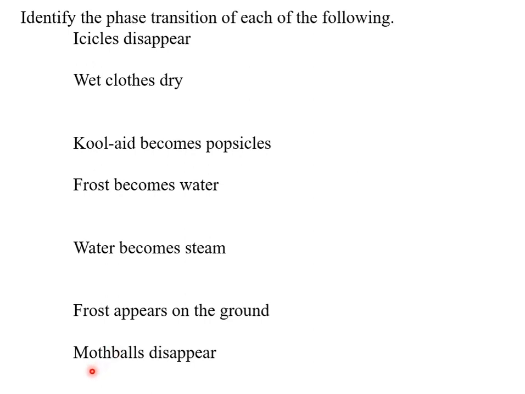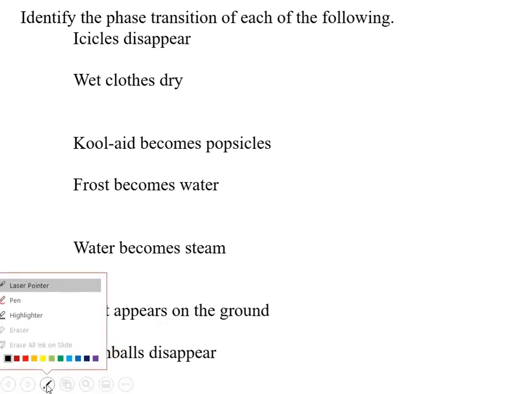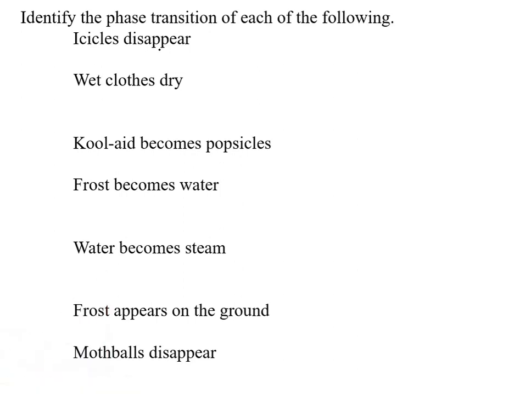So in this slide, we want to identify what the changes are. Okay. So icicles are the water that is solid hanging off of eaves outside the door, outside your building if you live up north. They don't actually just disappear, they start dripping. So therefore this is a solid to liquid transition. As such, it is melting.